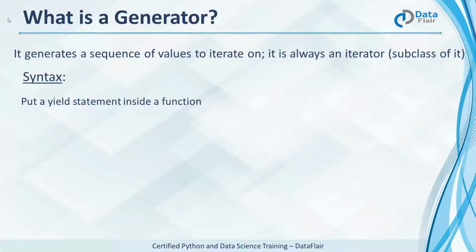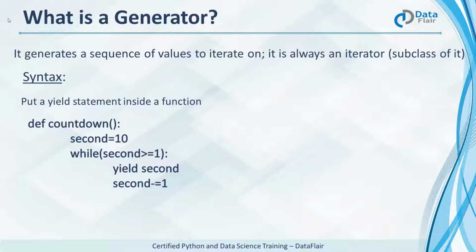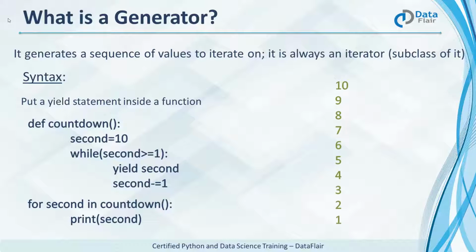Simply put a yield statement inside a function. In this function, second is 10. Until it is greater than or equal to 1, it keeps yielding the value of second and then decrementing it by 1 each time. Now for each value of second in this function countdown, print it. So it prints a countdown from 10 to 1. We've created a generator. Countdown is a generator here.